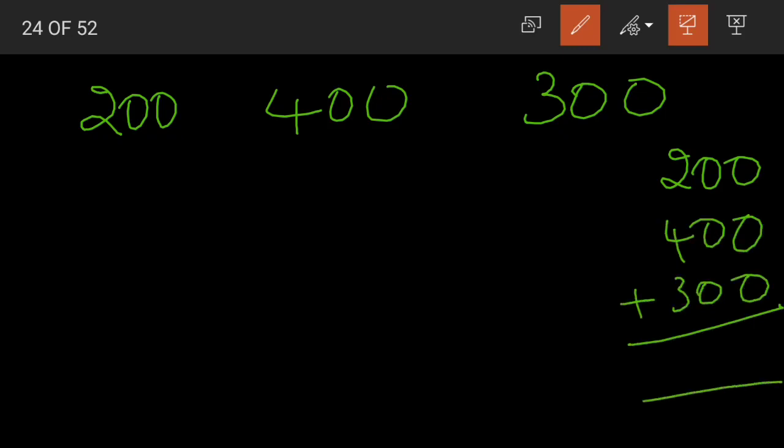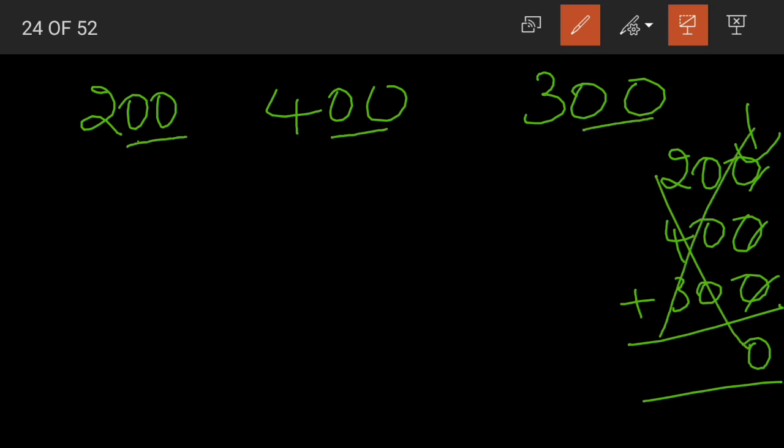Yes, so we'll put the plus sign, then we'll start from the ones place. 0 plus 0 plus 0, 0. Yes, but no need of this. We are seeing that all the 3 numbers are in the same groups. We are having 2 zeros in each number. So we simply write 2 zeros.